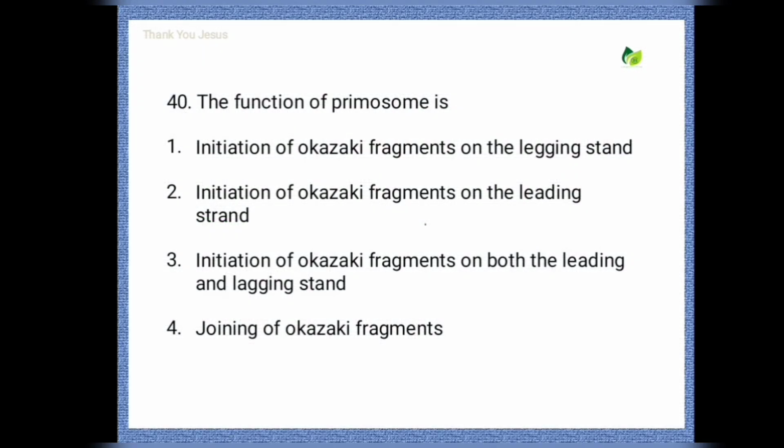Next question. The function of primosome is, options are initiation of Okazaki fragments on the lagging strand, initiation of Okazaki fragments on the leading strand, initiation of Okazaki fragments on both leading and lagging strand, joining of Okazaki fragments. Correct option is the first one, that is initiation of Okazaki fragments on the lagging strand.